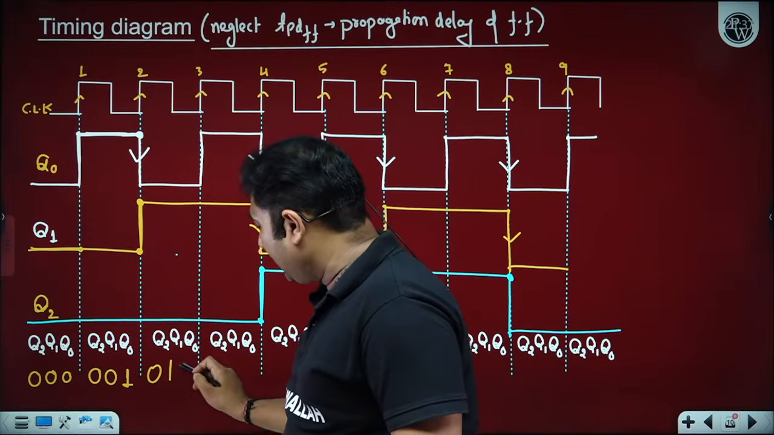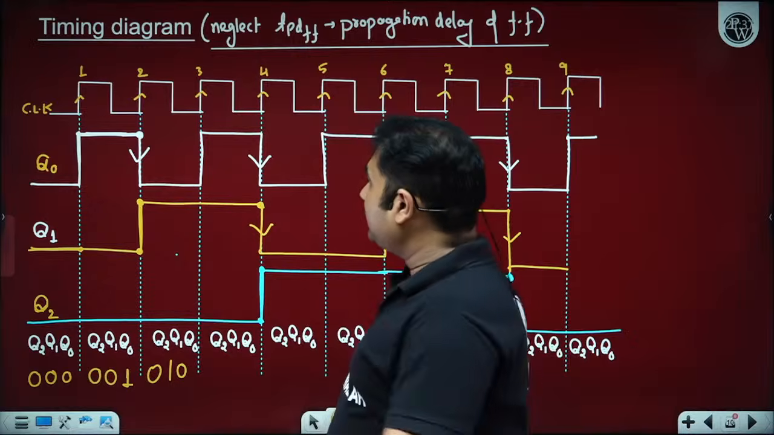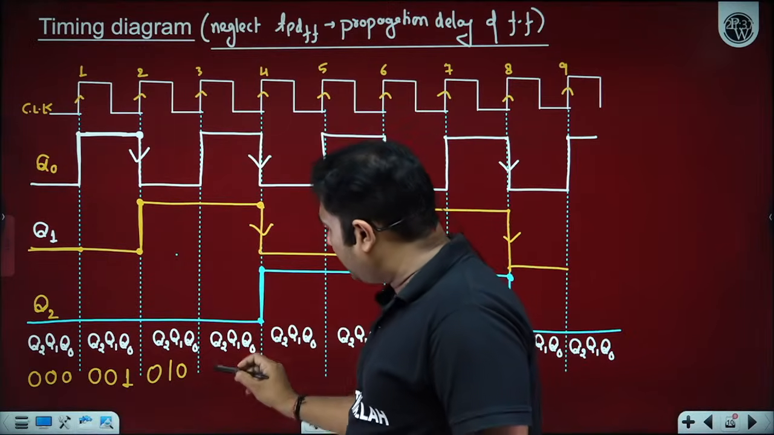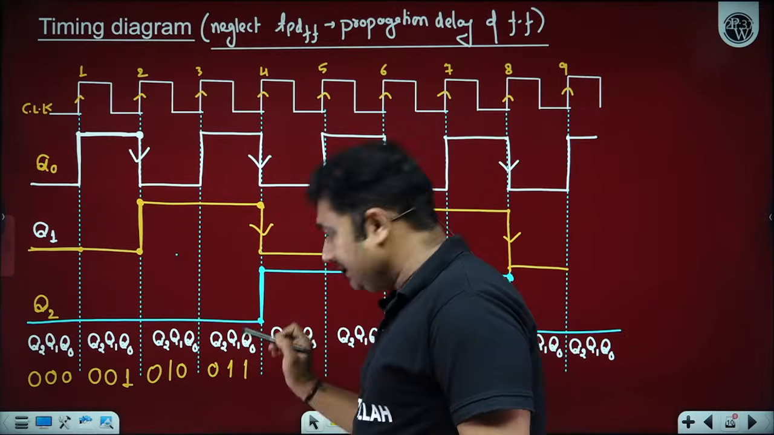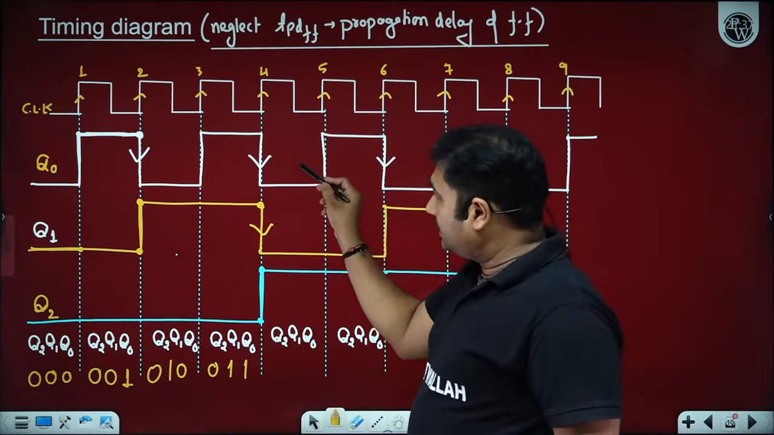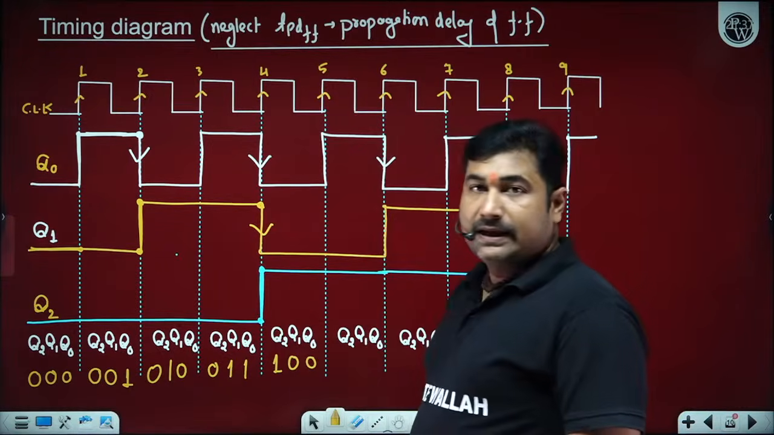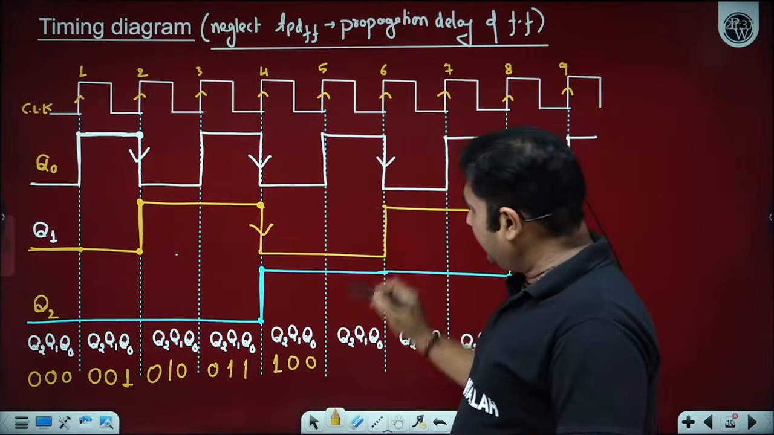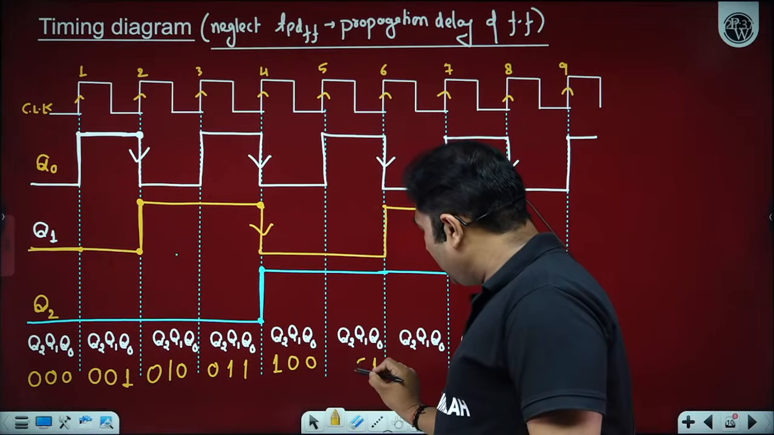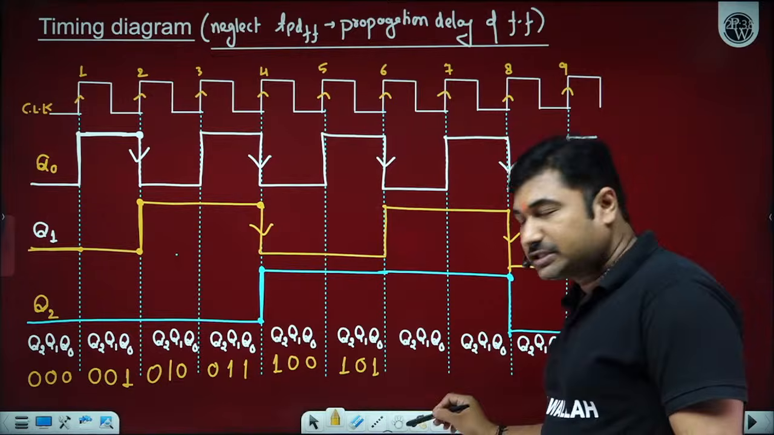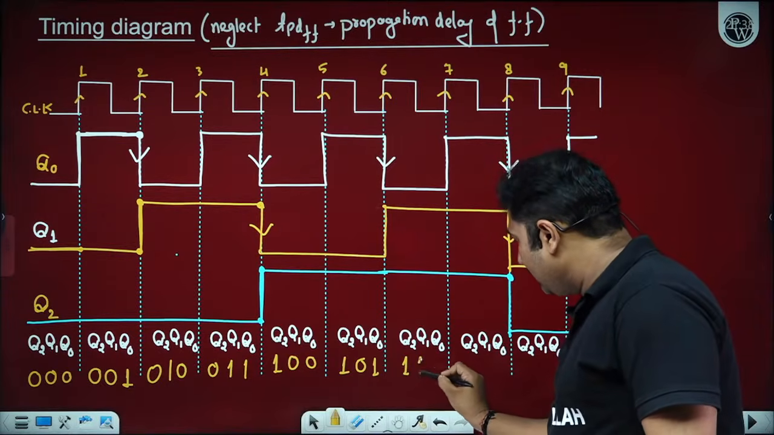So we will get 0, 1, 0. On application of the third clock pulse, Q0 is high, Q1 is high, Q2 is low. Then this is low, this one is high, so we will get 1, 0, 0. Here we are getting Q0 high, Q1 low, Q2 high. If you observe, on application of the sixth clock pulse, we are getting 1, 1, 0.